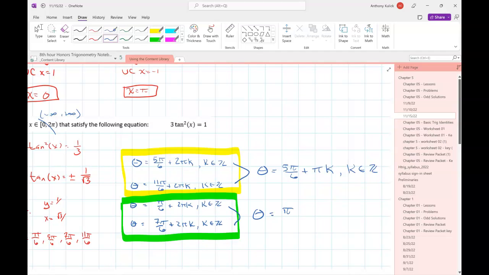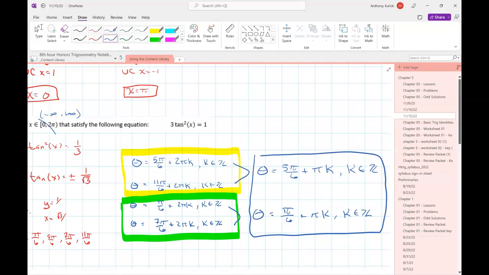That's pretty clever, Mr. Kulik. Will you mark me down if I don't do that on a test? No. But is Mr. Kulik going to do that on the answer keys? Yes. So this is the better way of writing your answer there. Yeah, sure. Everybody's okay with that?